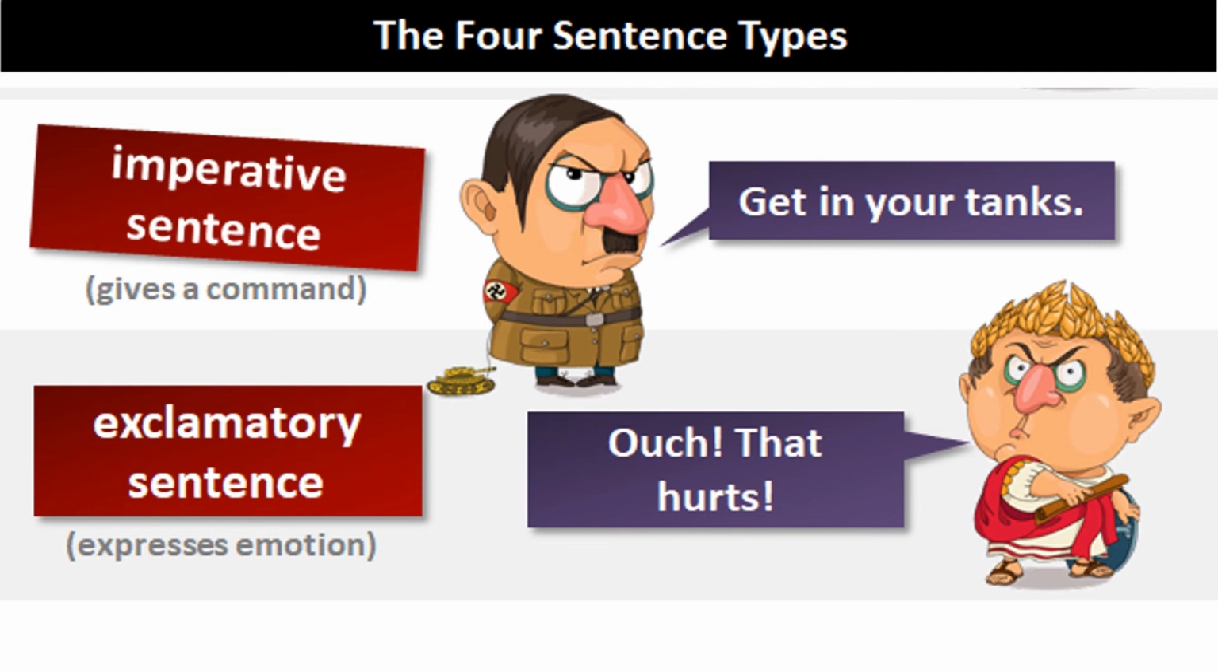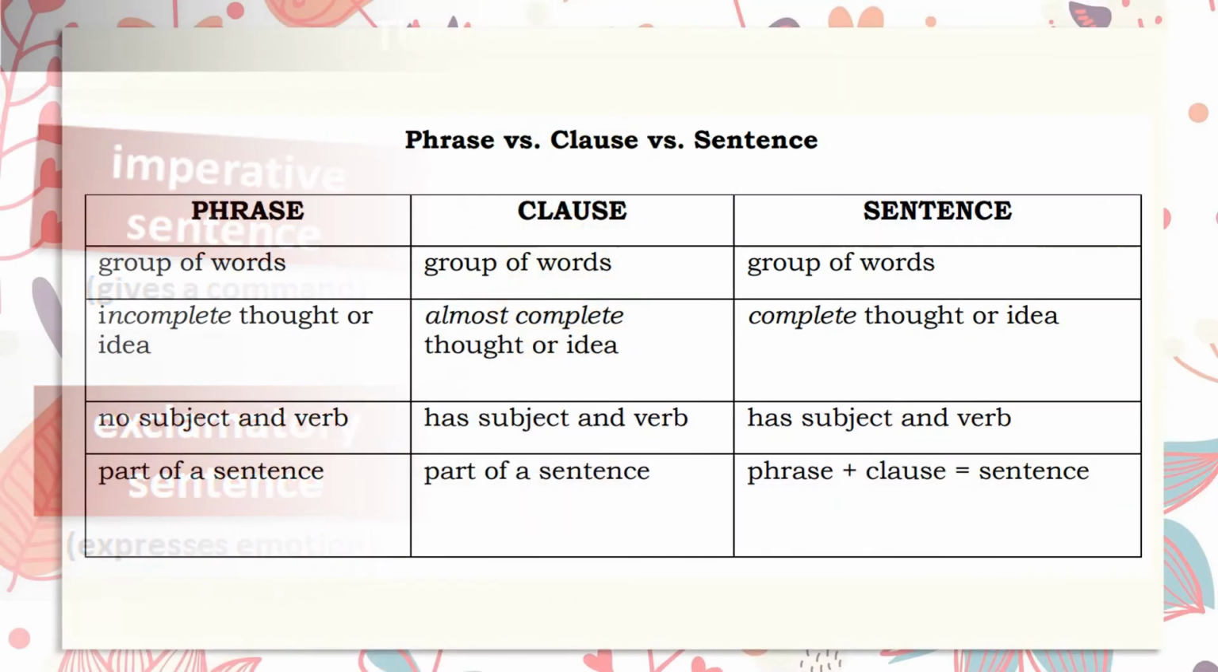The last type of sentence is what we call exclamatory sentence, and it expresses a strong emotion. For example, ouch, that hurts. That is an exclamatory sentence and we use exclamation point for it.